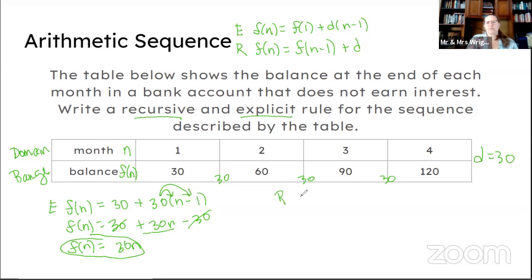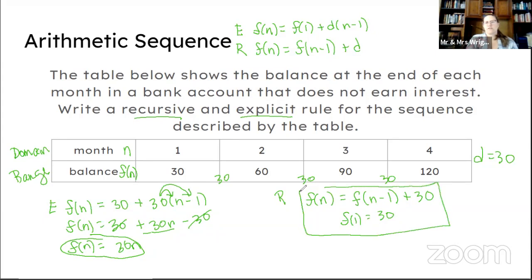All right, now let's look at a recursive formula. F of n is f of n minus 1 plus our difference, 30. Now, this is your recursive formula. However, it is still incomplete because you have to give something along with the formula to input for the previous term. So we can say that f of 1 is 30. And so this is your full answer for a recursive formula. Okay?